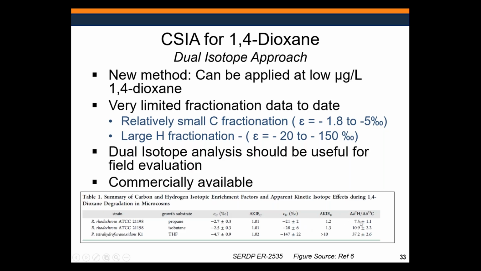But again, these are in the same range. But interestingly, if we look at this other organism, it grows on tetrahydrofuran, it's probably using a different co-metabolic enzyme than these, and it fractionates to a much greater extent, about 5 per mil and 150 per mil for hydrogen.